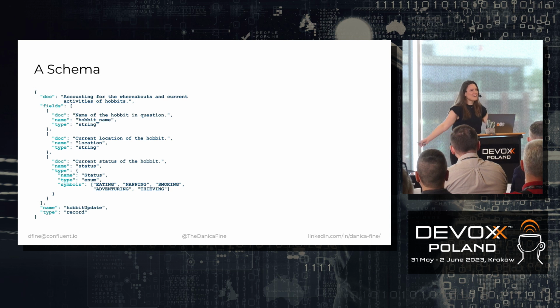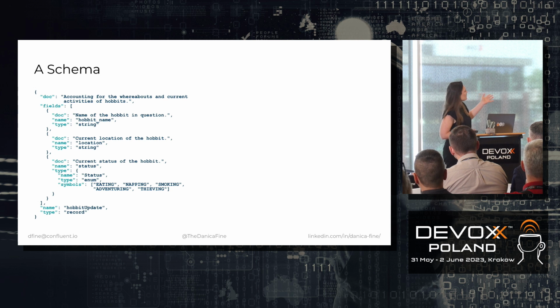What are we going to do first? Well, we're going to start with a schema because we are reasonable humans. We're not just going to go rogue and throw some random data into Kafka. So here is a simple schema that I defined. So we are going to deal with the whereabouts of hobbits, naturally. That seems like data worth keeping track of.